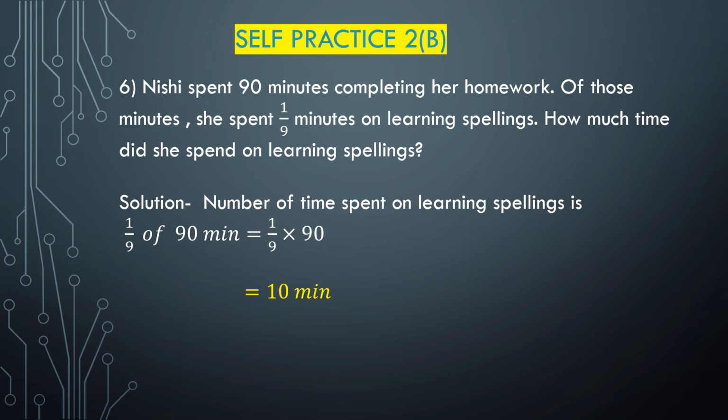So 1/9 of 90 minutes. Total time is 90 minutes. So 1/9 of 90 minutes is 1/9 multiplied by 90. We can cancel 9 with 90, that is 9 multiplied by 10 is 90. Now we get 1 multiplied by 10 minutes, that is 10 minutes. So Nidhi spent 10 minutes on learning spellings.